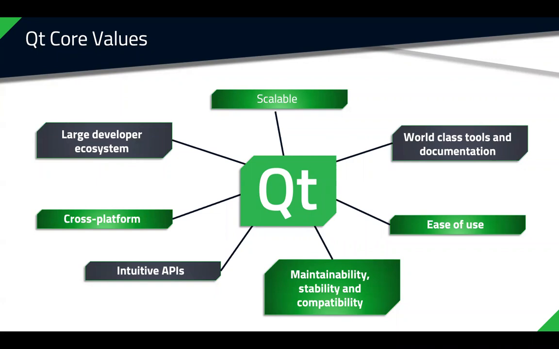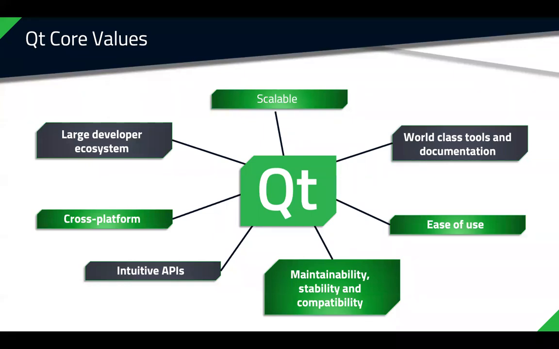Things like our world-class tools and documentation. It's scalable from very small embedded devices, simple mobile applications to very large and complex desktop applications. We have a huge developer ecosystem. 1.5 million developers out there in the world are using Qt. That's extremely important to us. It's cross-platform, intuitiveness of the API, ease of use, and of course, maintainability, stability, and compatibility.